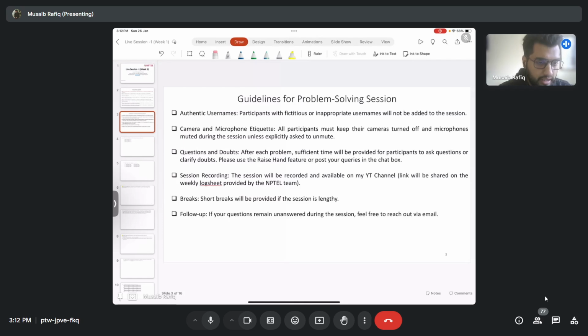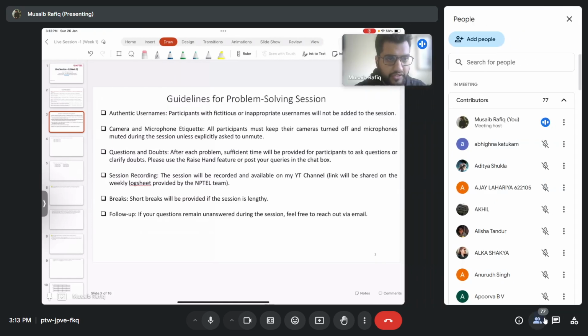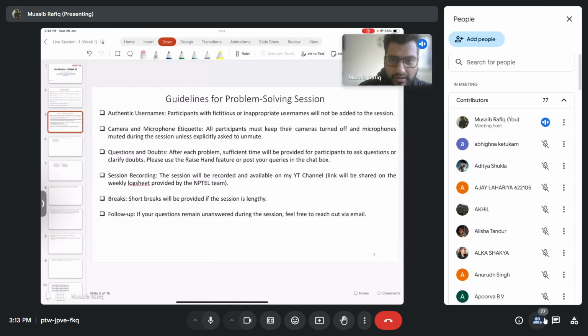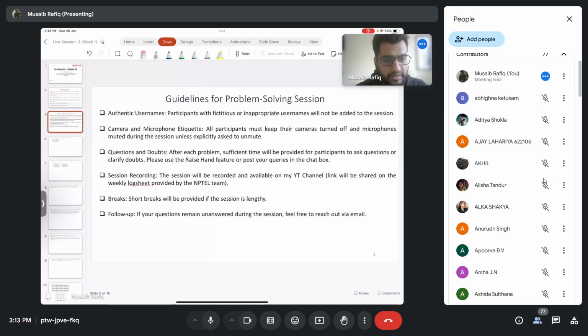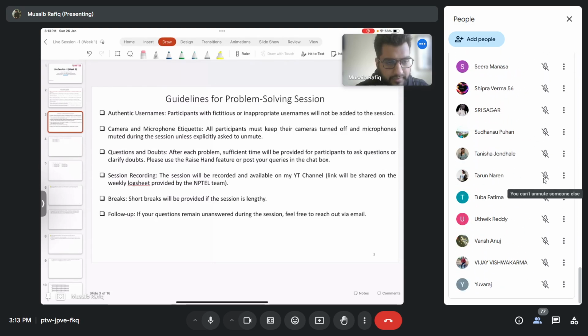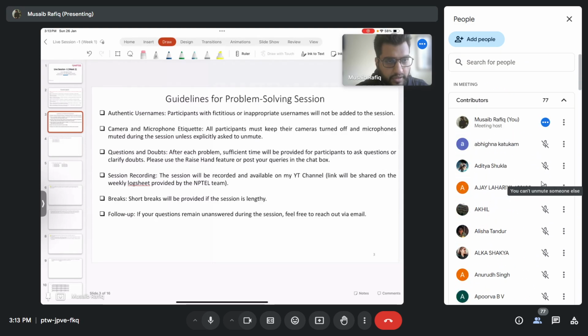So I think I'm pretty clear with my guidelines. If you have any doubts among these guidelines, please ask or raise your hand. If you have any doubt regarding the problem solving session or how this will work, anything, you can ask right now. You can raise your hand and you can ask.